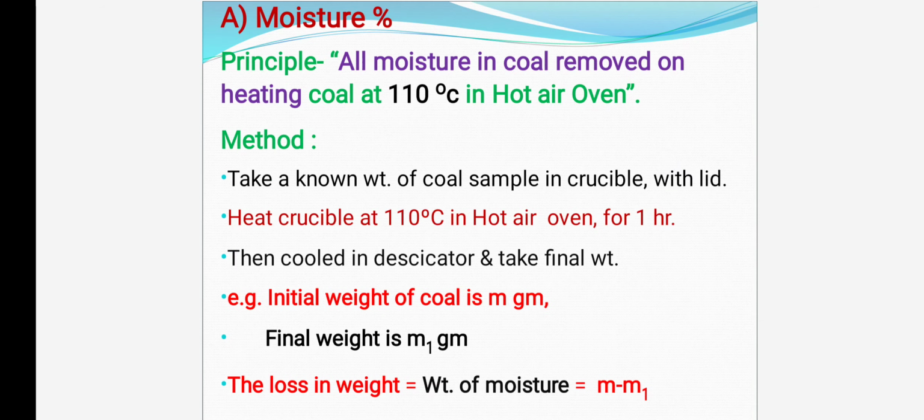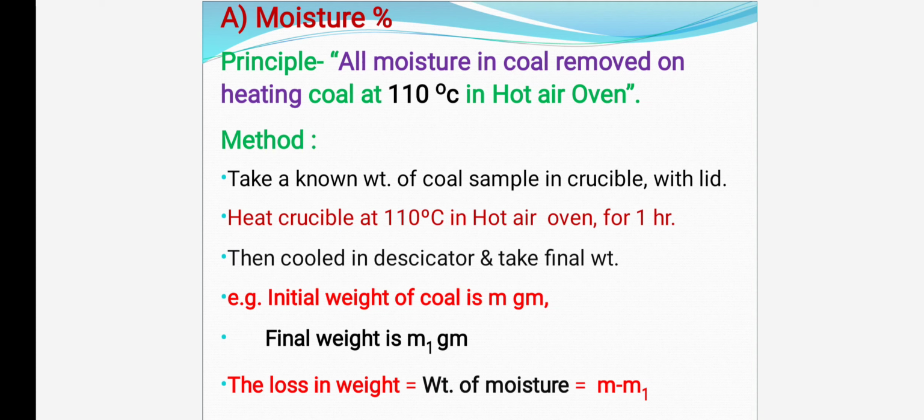Now first one, percent moisture. Now dear students, for finding percent moisture, what will be the principle and what are we supposed to do for removing moisture? All moisture in coal is removed. How is it removed? It is removed on heating. Heating of what? Heating of a coal sample. At what temperature? At 110 degrees Celsius. Where are we going to heat? In a hot air oven.